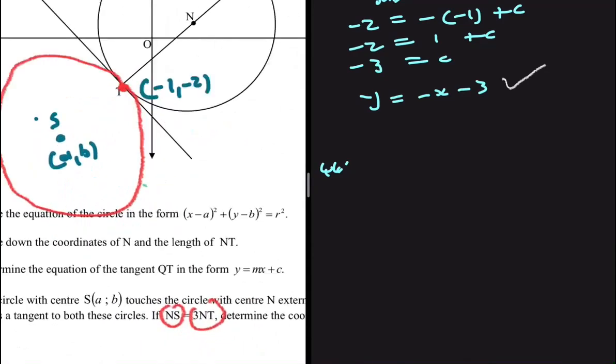The best way to approach a question is to start with the information that is given. So obviously, NS is equal to 3NT.